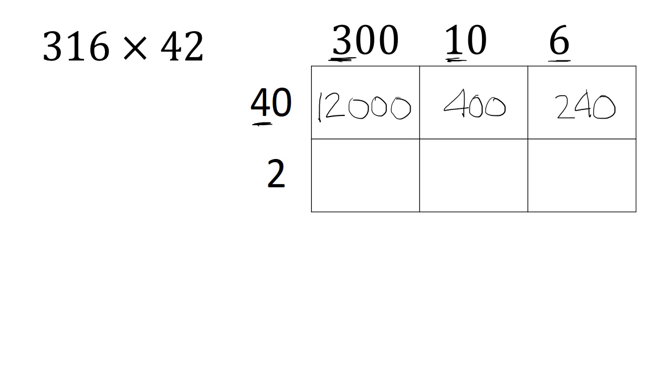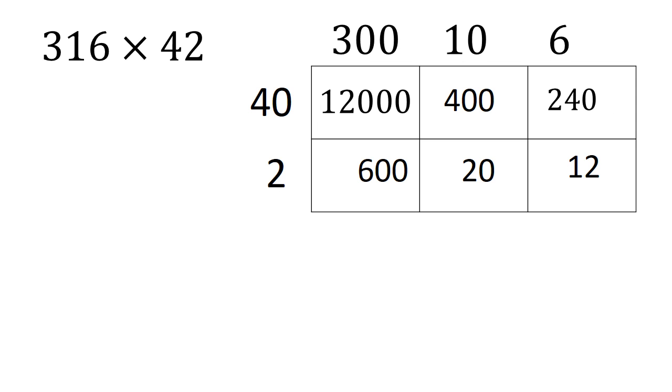Now we're ready to go to the second row and do the multiplication with the number 2 and each of the numbers above each cell of the grid. So 2 times 300 is 600. 2 times 10 is 20, excuse me. And 2 times 6 is 12. At this point, we have completely found all the partial products for 316 times 42.